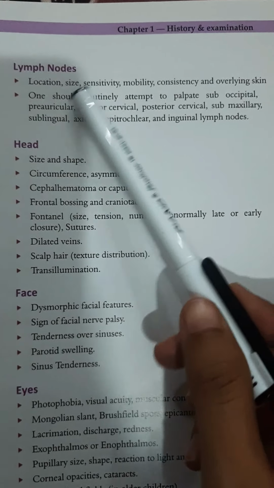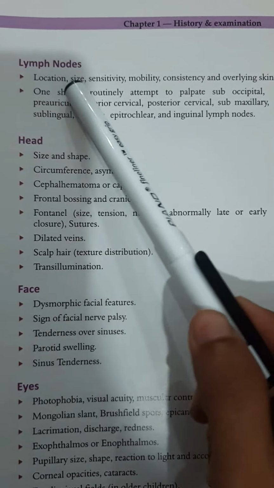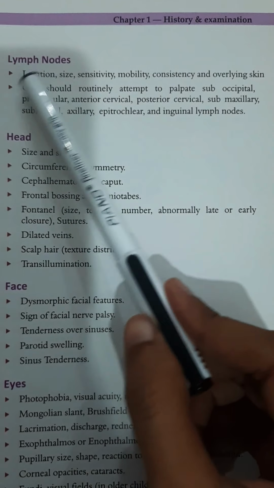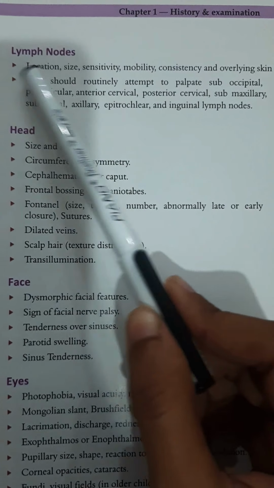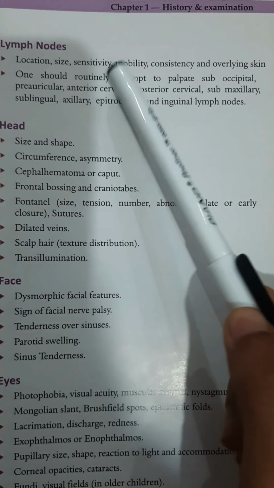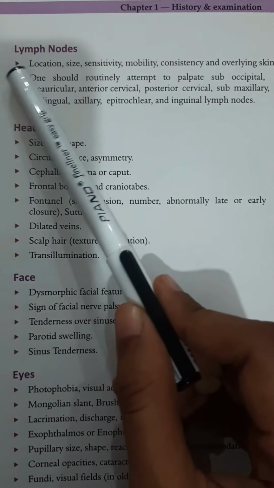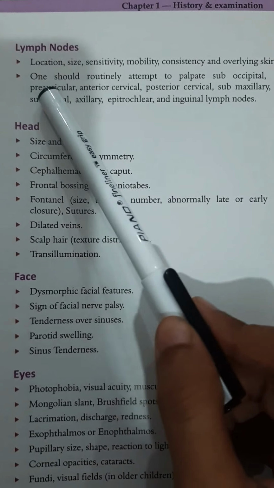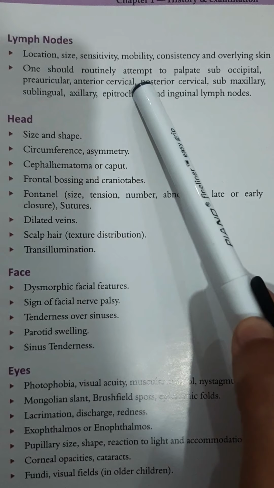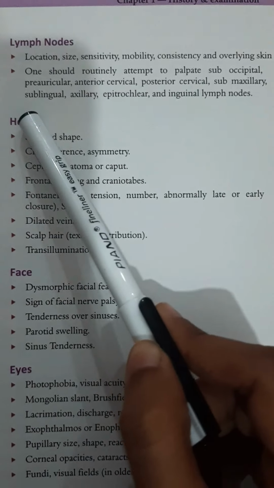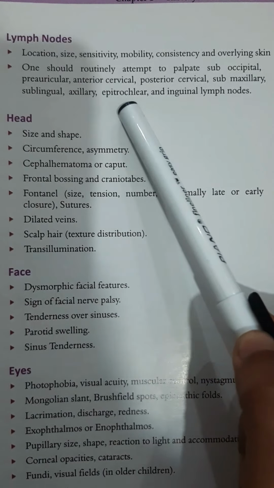Coming towards the lymph nodes, the cervical, axillary, and inguinal lymph nodes are checked, and during the examination, the location, size, sensitivity (tender or not), mobility, consistency, and overlying skin of the lymph nodes are checked. One should routinely attempt to palpate the suboccipital, preauricular, anterior cervical, posterior cervical, submaxillary, sublingual, axillary, epitrochlear, and inguinal lymph nodes.